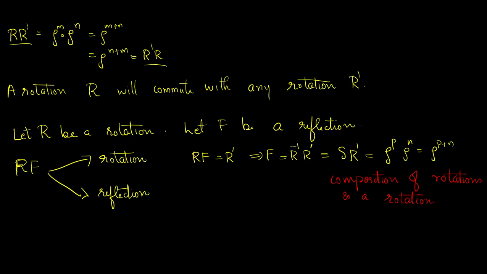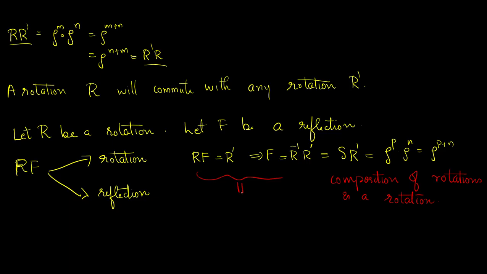Am I right? So here we began with RF being equal to some rotation R prime. Then R inverse will exist, and we know that to undo a rotation we are actually using a rotation itself, right? You can geometrically visualize that. So R inverse must also be some rotation. So we will have F is equal to R inverse times R prime. So here we have a composition of rotations, and again it has to be some rotation, right? So we will get that F is a rotation.